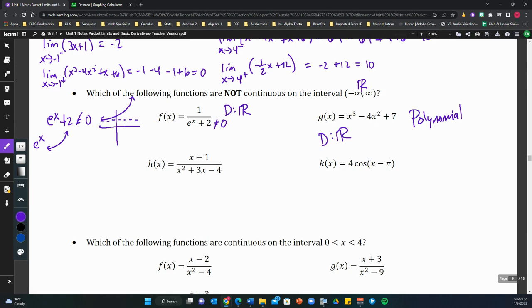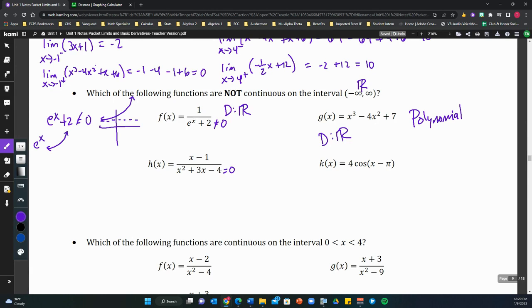Next one, x minus 1 over x squared plus 3x minus 4. Rational function, polynomial over polynomial. Definitely a chance that something could go wrong here. We could have a discontinuity. So again, just like we did for the first rational function, we are going to explore what could possibly make the denominator equal to 0.